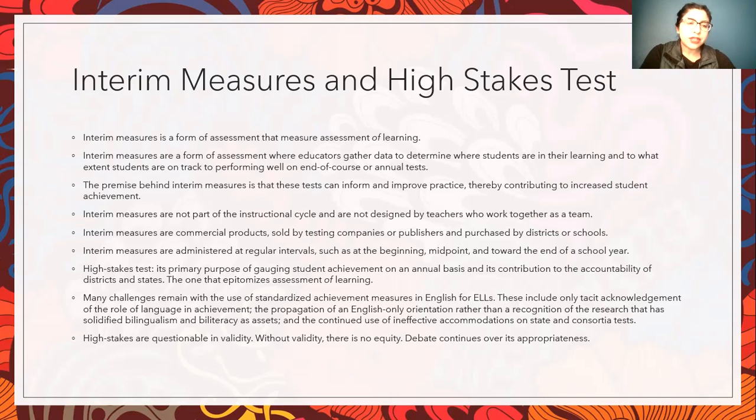Many challenges remain with the use of standardized achievement measures in English for ELLs. These include only tacit acknowledgement of the role of language in achievement, the propagation of an English-only orientation rather than a recognition of the research that has solidified bilingualism and biliteracy as assets, and the continued use of ineffective accommodations on state and consortium tests. High stakes tests are questionable in validity. And remember, without validity, there's no equity. And the debate still continues over its appropriateness.